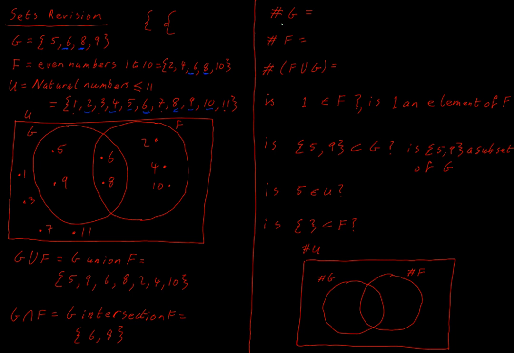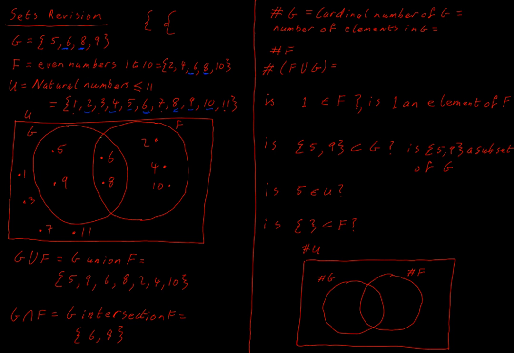Now this next piece here means cardinal number. It means the number of elements in a set. So what is the cardinal number of G? I'm going to write that in for you. So this is the cardinal number of G, which is the number of elements in G.